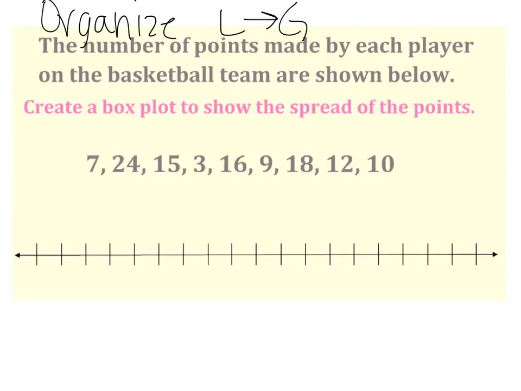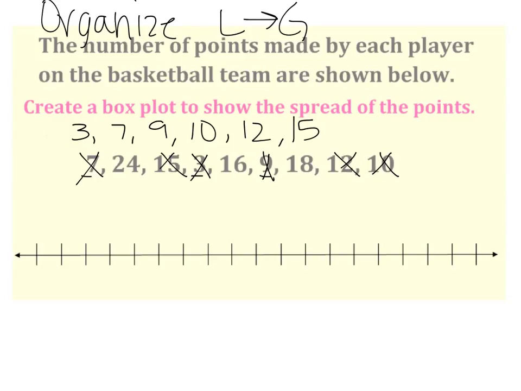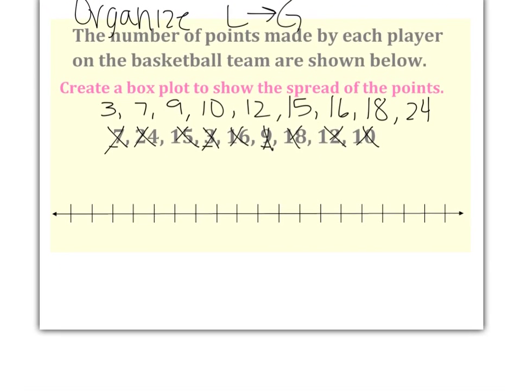So we find our least, so here's a 3, comma. We have a 7, we have a 9. So I recommend crossing them out as you go. It's just easier that way. We have a 10, and a 12, a 15, a 16, an 18, and a 24. Beautiful. Okay, your first step. So I'm going to be writing steps down here, so I'm going to make this just a teeny bit smaller so you can see my steps. So this is step 1.